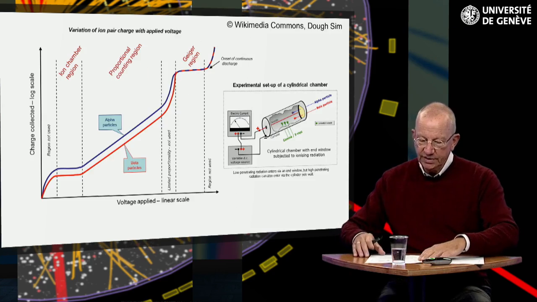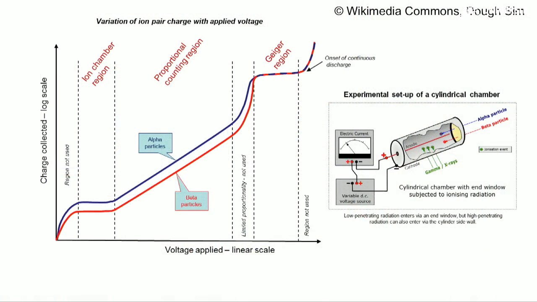So this graph shows the most important operational regions. On the y-axis you see the detected charge on a logarithmic scale, and on the x-axis you see the applied high voltage. The first useful region for particle detection is the ionization region, where the voltage is large enough to prevent ion-electron recombination, and the ionization charges drift towards the electrodes. The resulting signal reflects then the total ionization charge.